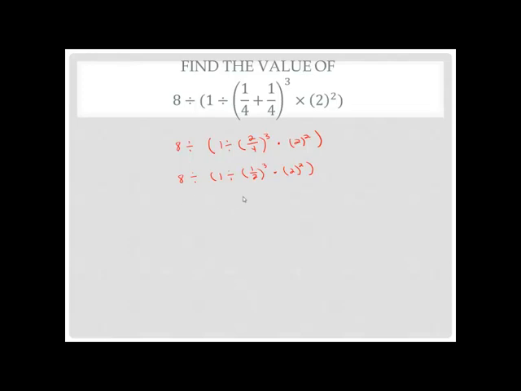Okay, next, inside my parentheses, I've worked inside as far as I could. I need to get rid of my exponents. Now remember, the exponent tells you how many times to multiply a base times itself. So 1/2 times 1/2 times 1/2, if you multiply the top numbers, that's 1 times 1 times 1, which is 1. The bottom numbers, 2 times 2 times 2, is 8. And then 2 squared, or 2 times 2, is 4.